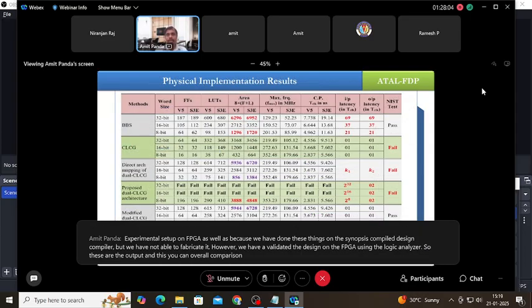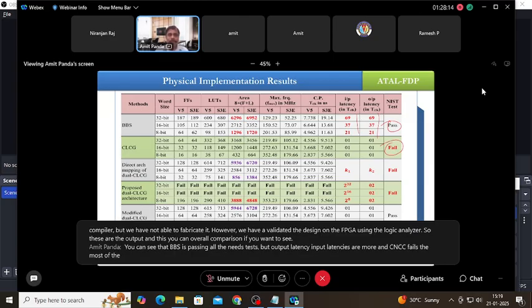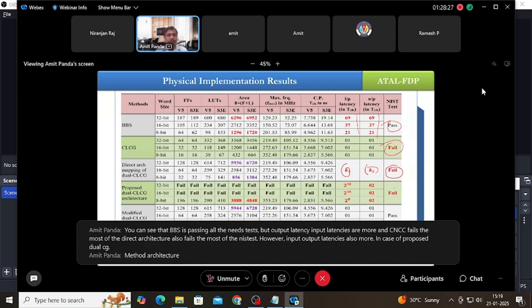If you want to see, BBS passes all the NIST tests, but the output and input latencies are more, and CLCG fails most of the NIST tests. The direct architecture also fails most of the NIST tests, and its input-output latency is also more. The proposed dual CLG architecture also fails most of the cases. The memory-based design also fails most of these tests.